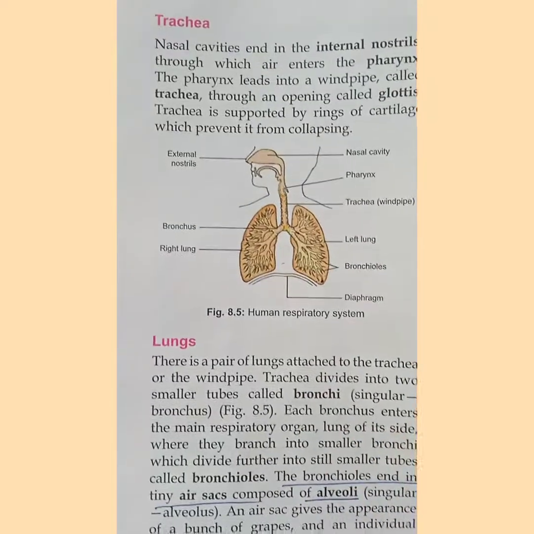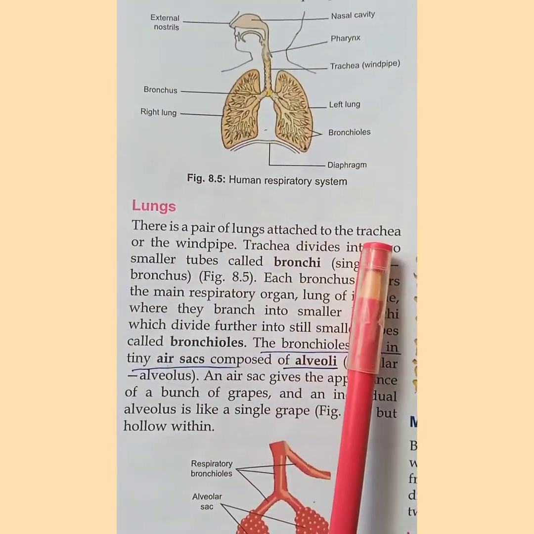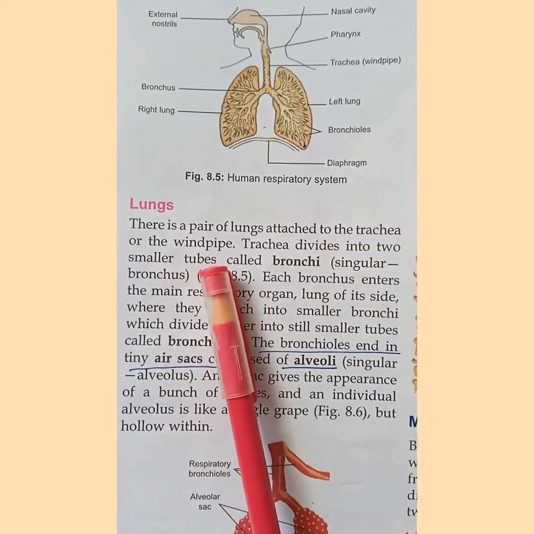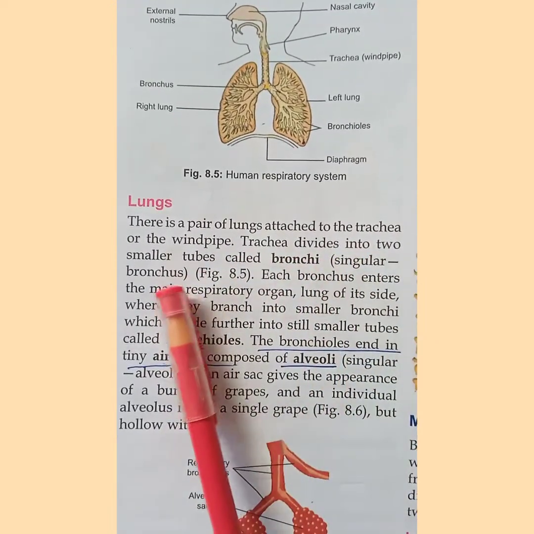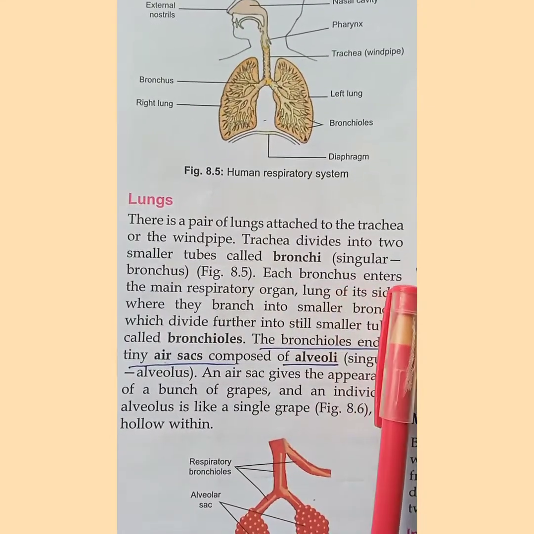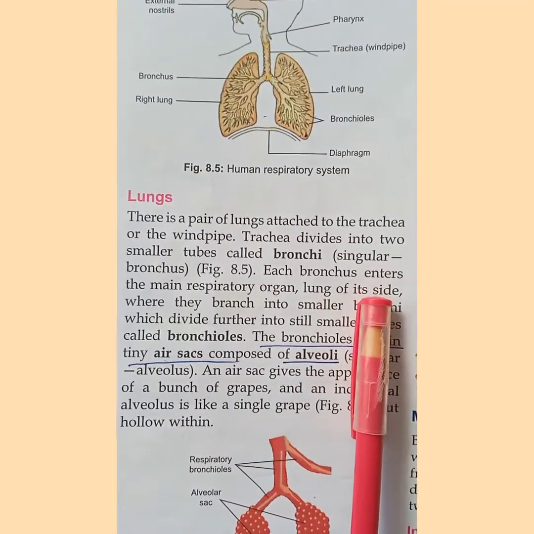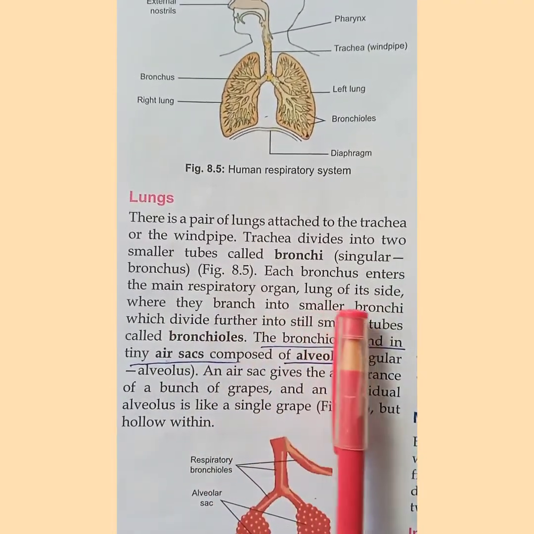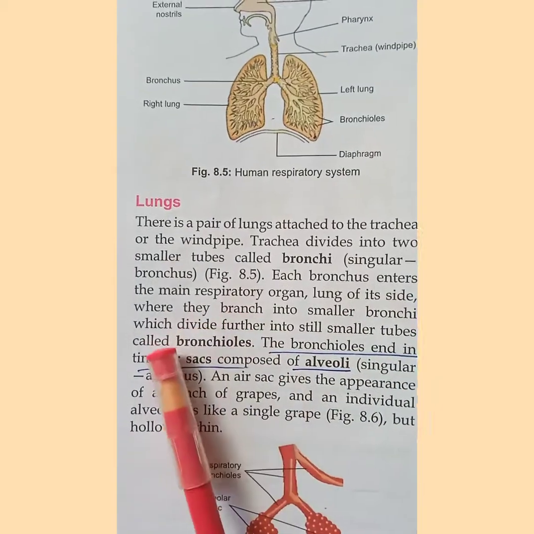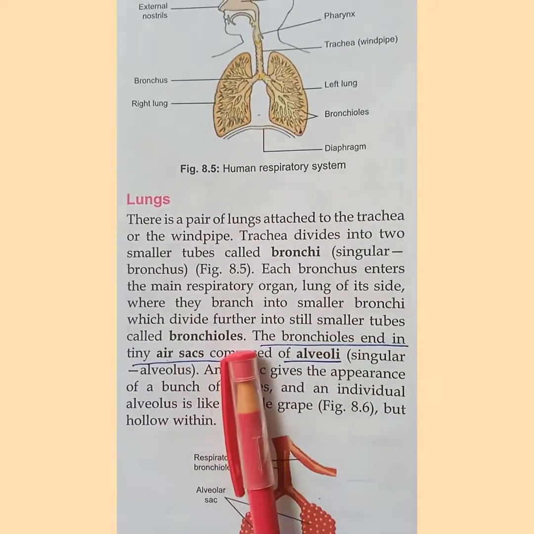Next are the lungs. There is a pair of lungs attached to the trachea or the windpipe. The trachea divides into two smaller tubes called bronchi. Each bronchus enters the main respiratory organ, the lung of its side, where they branch into smaller bronchi, which divide further into still smaller tubes called bronchioles.